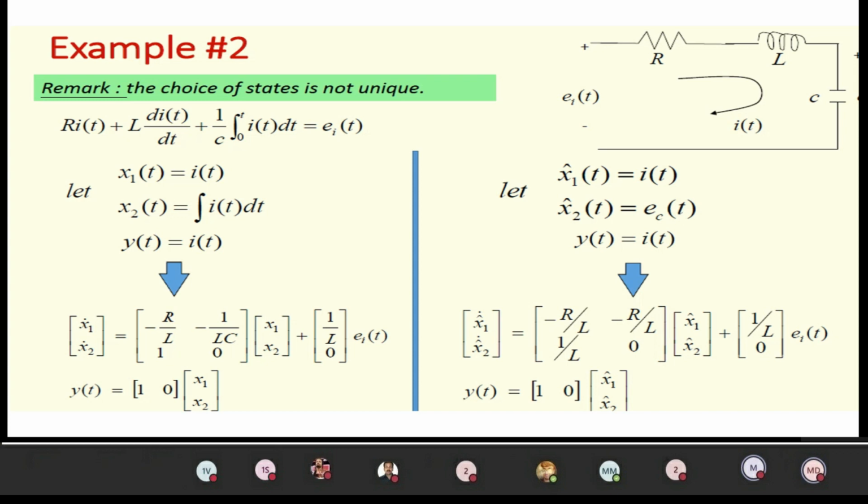Okay, and then we can go for the next one, where the transfer function is given. For this we have to obtain the state model. So from the transfer function, how do we obtain the state model? The first approach we can use is the differential equation model.